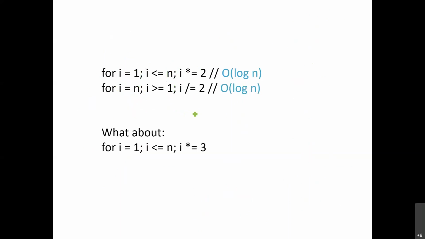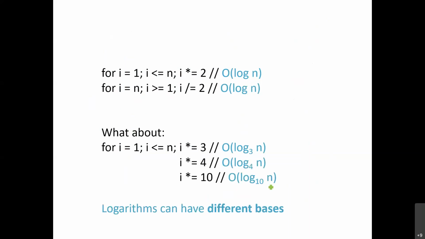What about if we multiply by 3 each time? Well, that's just log base 3 of n. So these were base 2. This is base 3. If you multiply by 4, that's base 4. If you multiply by 10, that's base 10. So yeah, logarithms can have different bases. That's fine.